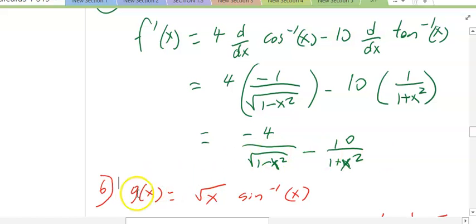We go to number 6. We try to find the derivative of g of x, when g of x is equal to radical x times sine inverse of x.